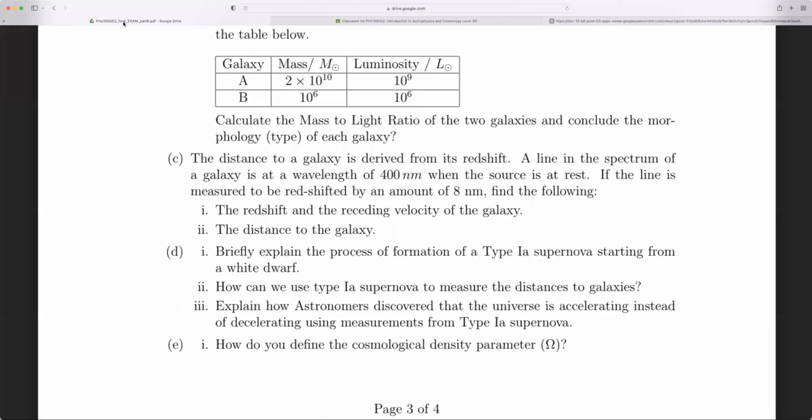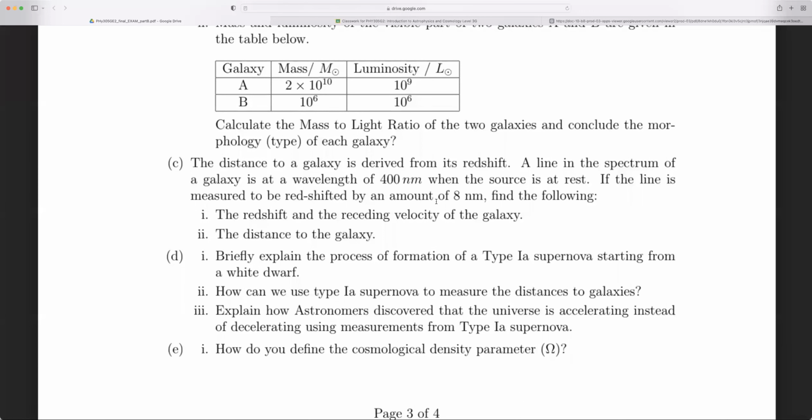So in your exam paper, that is what is asked here. You are given the rest wavelength, and then you are also given the shift of the wavelength, delta lambda. So you just need to divide this value from 400. So that's all you have to do.